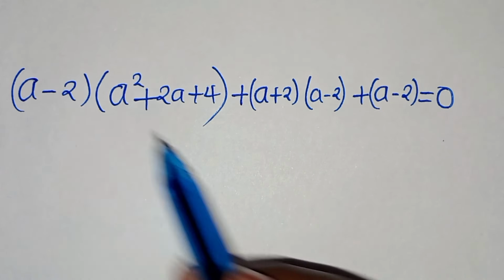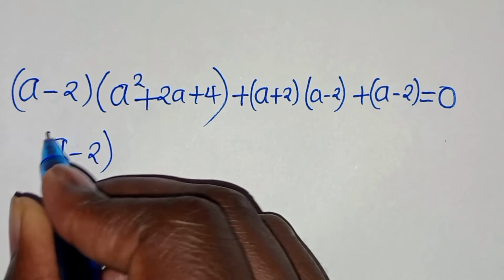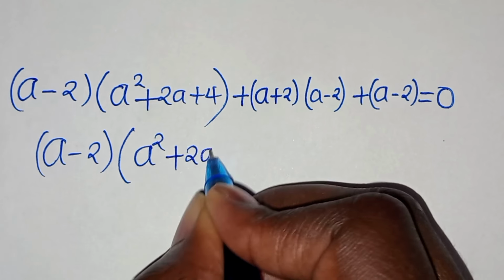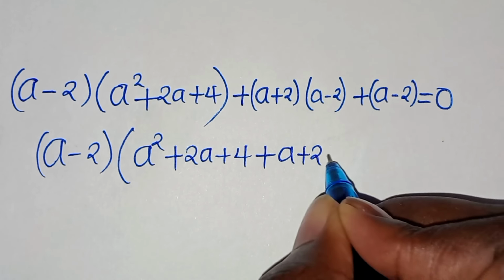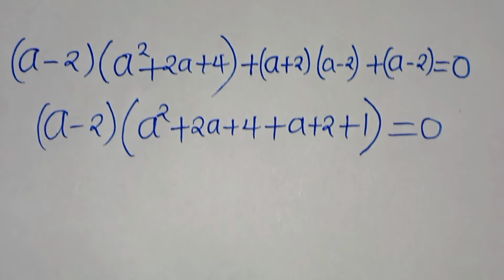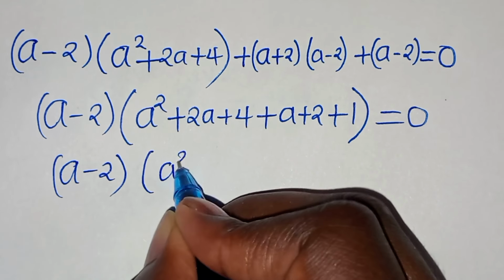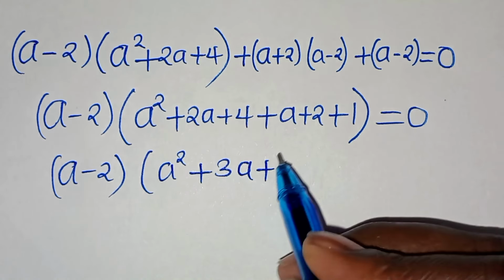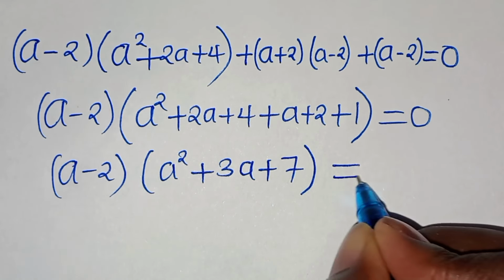Now we have that a minus 2 is common here. We can factor out a minus 2 into the parentheses. This is a to the power of 2 plus 2a, then plus 4, then plus, here we have a plus 2, then plus 1. Close the parenthesis, this is equal to 0. So we have a minus 2 multiplied by a squared plus, this is 2a plus a, this is 3a, then plus, now here we have 4 plus 2, which is 6 plus 1, this is 7. Close the parenthesis, this is equal to 0.